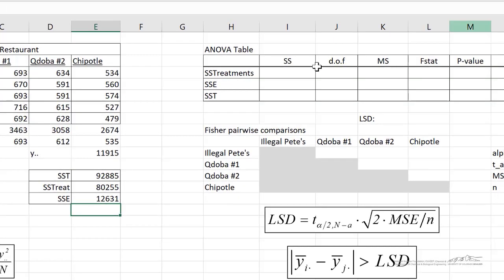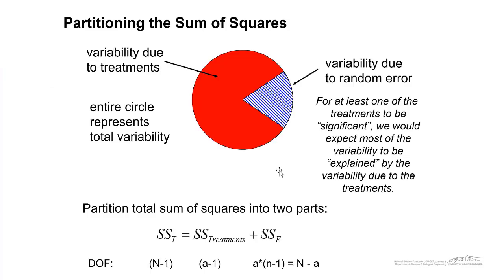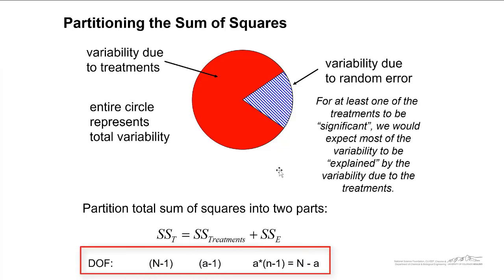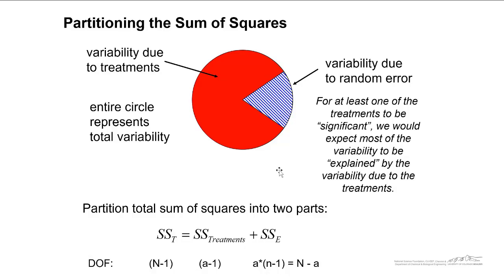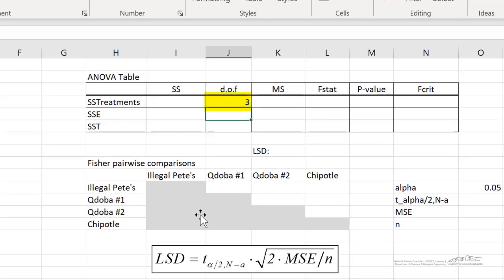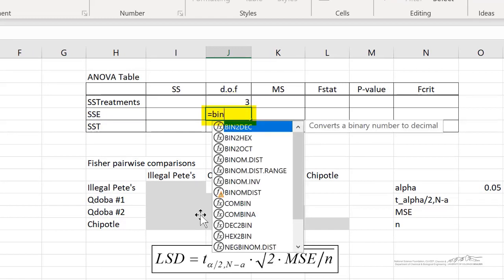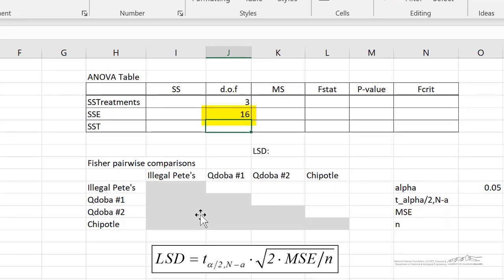Now we're ready to fill out our ANOVA table. Let's first go ahead and put in the degrees of freedom. As you recall, the total sum of squares has capital N minus 1 degrees of freedom. The treatments have A minus 1 degrees of freedom, and error has capital N minus A degrees of freedom. And you can just check that the treatments plus error degrees of freedom add to the total.